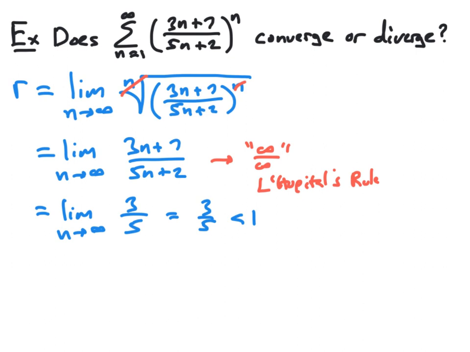And so here our value of r, the limit as n approaches infinity of the nth root of our nth term, is 3/5, which is less than 1. And therefore, this series converges by the root test.